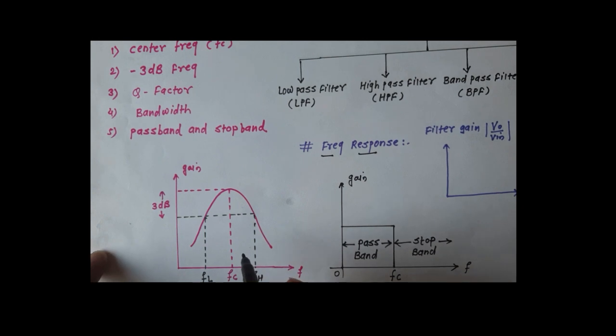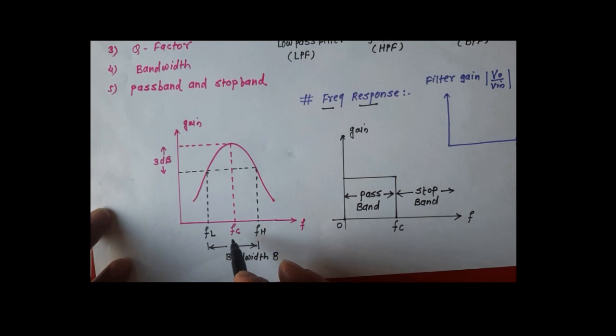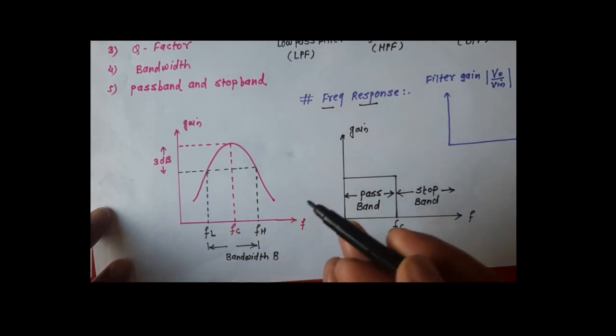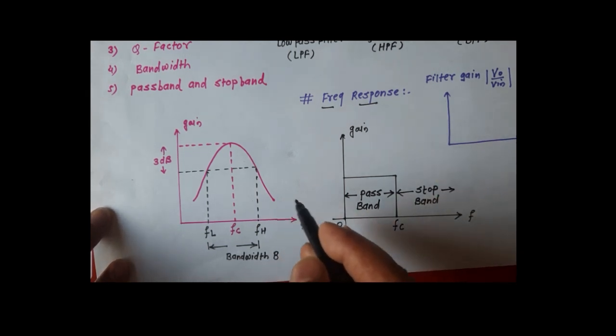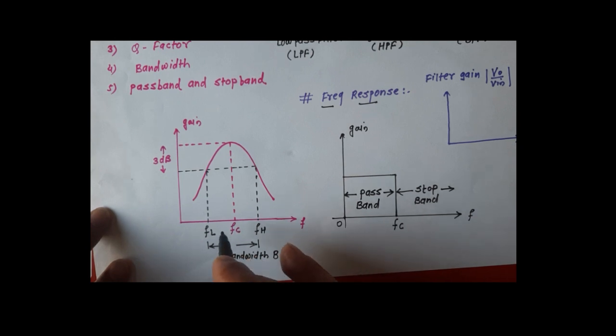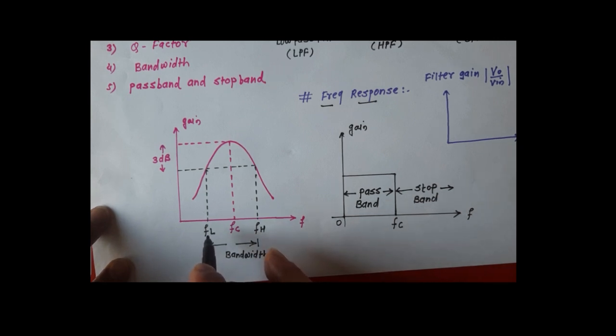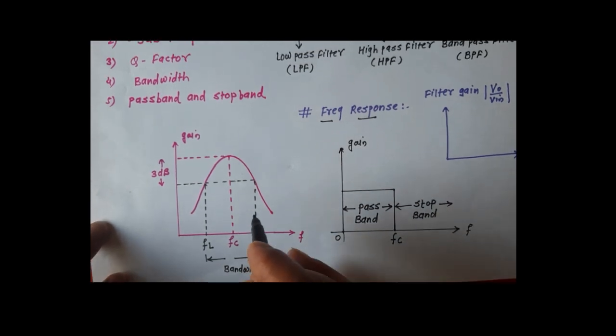So what does this center frequency mean? Basically, this term is used for the band pass filter and notch filter. We will see that in the next video. What do you mean by the center frequency? It is the frequency that lies between the upper and lower cutoff frequency. It's called the center frequency, FC.